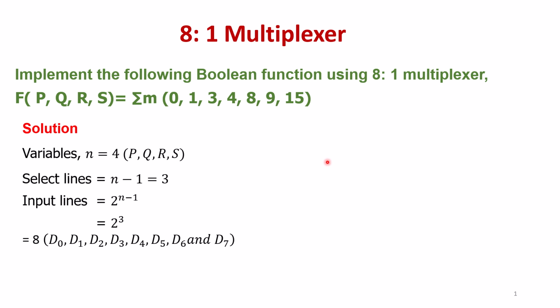So the other names of a mux are multiplexer or data selector, since it selects one of the many inputs and feeds the binary information to the output line. I have chosen a problem to implement the following Boolean function using an 8:1 multiplexer. The given function of P, Q, R, S as the variables is equal to summation of minterm values 0, 1, 3, 4, 8, 9, 15.